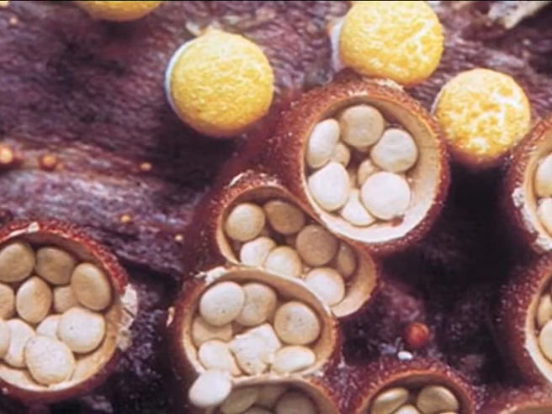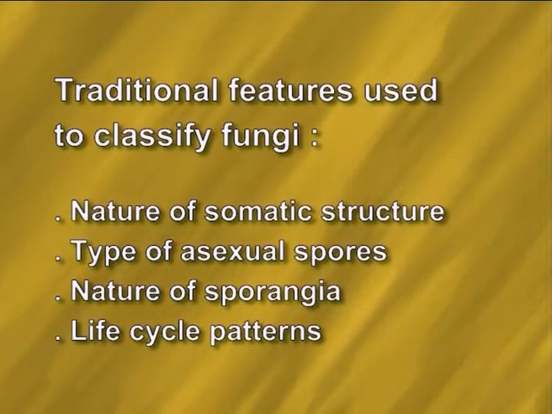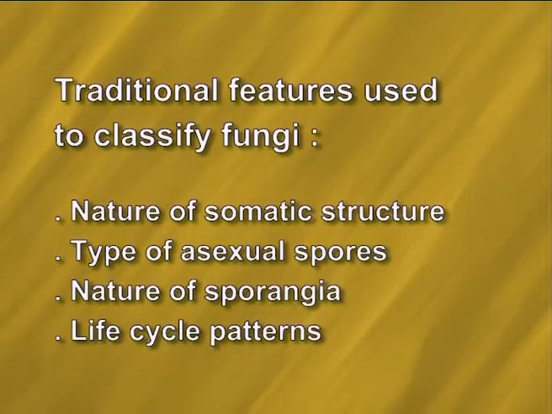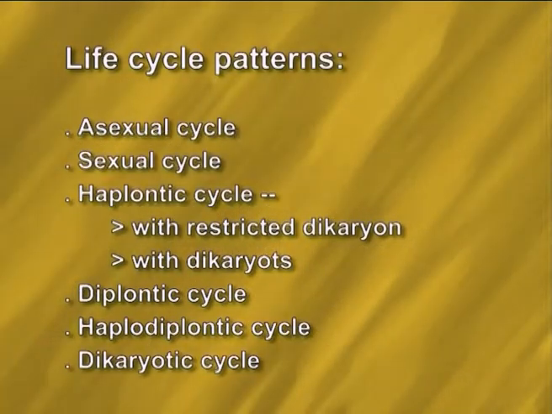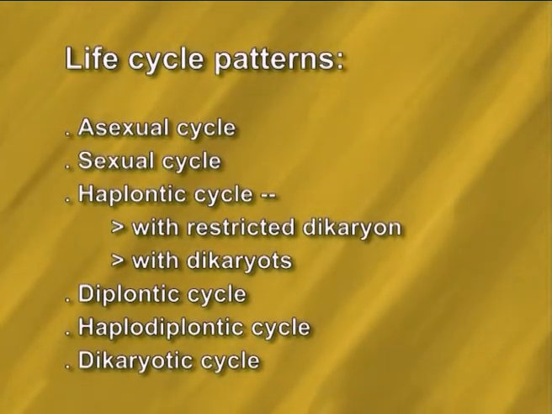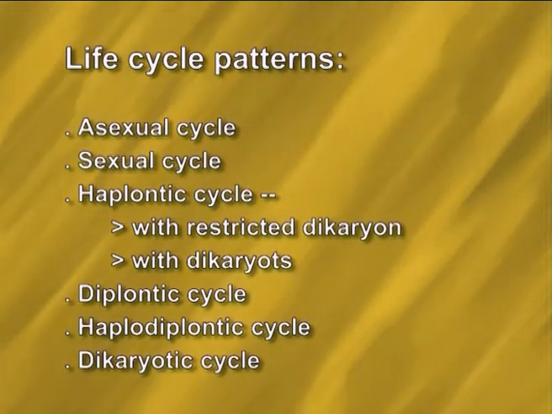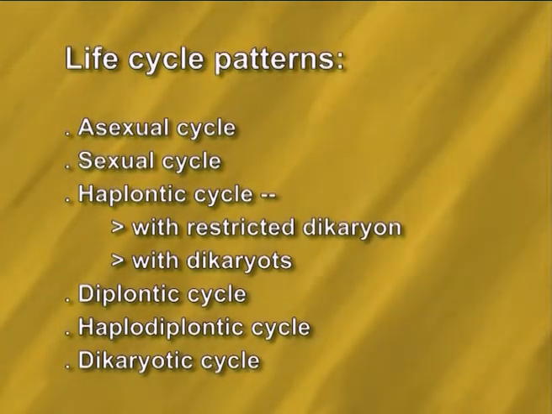More recently, fungi are classified on the basis of biochemical data, genetical data, etc. But conventionally, they are classified on the basis of their traditional features utilized by the mycologist. For example, nature of their somatic structure, type of asexual spores, nature of sporangia, life cycle patterns like asexual cycle, sexual cycle, haplontic cycle with restricted dikaryon, haplontic cycle with dikaryotes, diplontic cycle, haplodiplontic cycle, dikaryotic cycle, and so on.